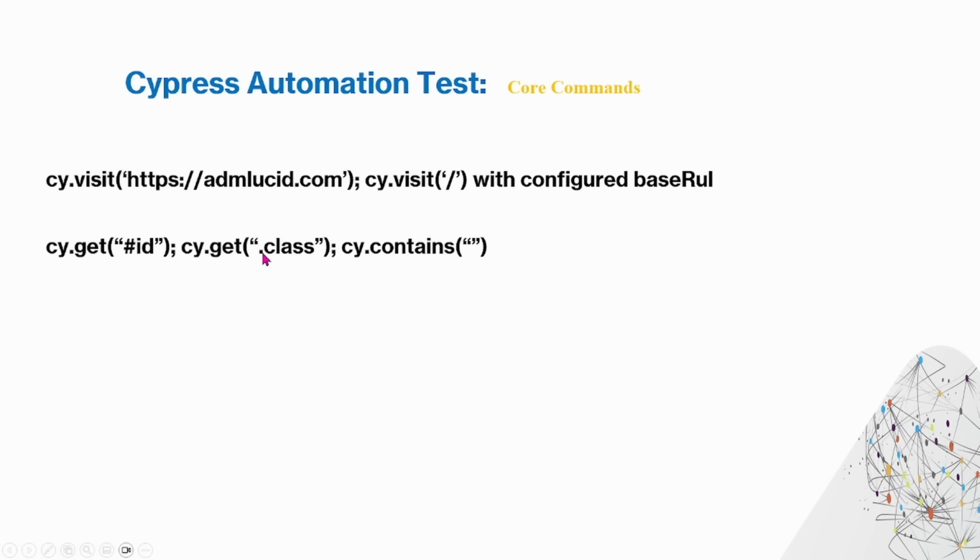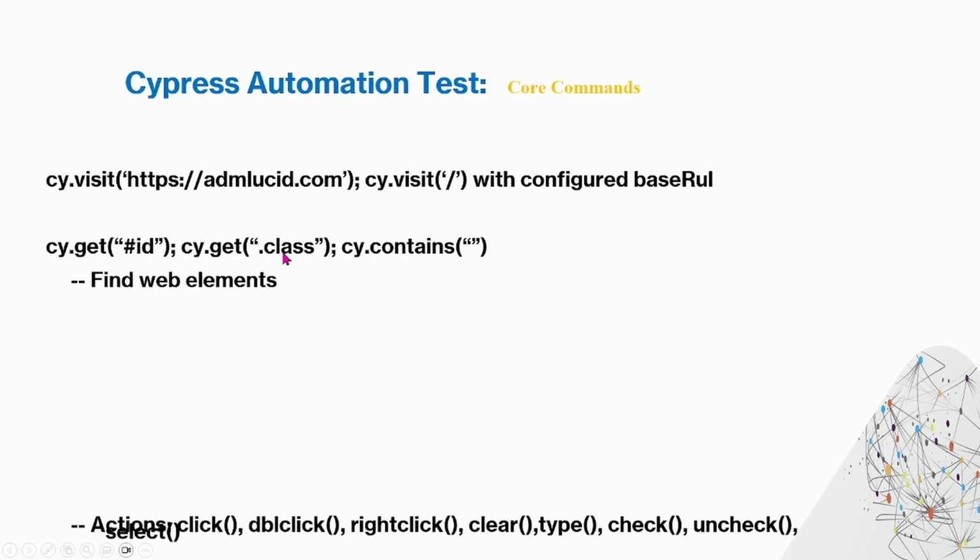Another thing we can do is use contains. What contains does is it searches for the web element with text that matches the text in the contains. For example, if it's a submit button, it'll search for submit to find the submit button. And so this is for finding web elements.